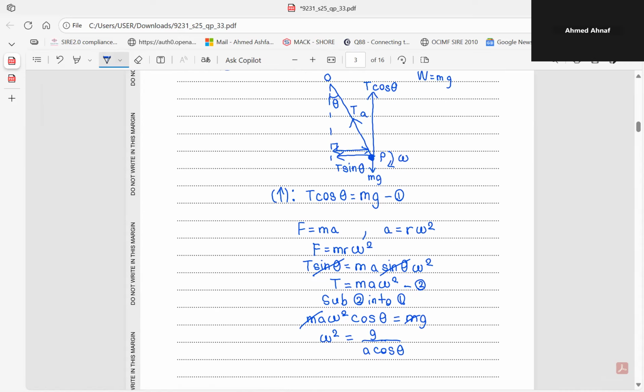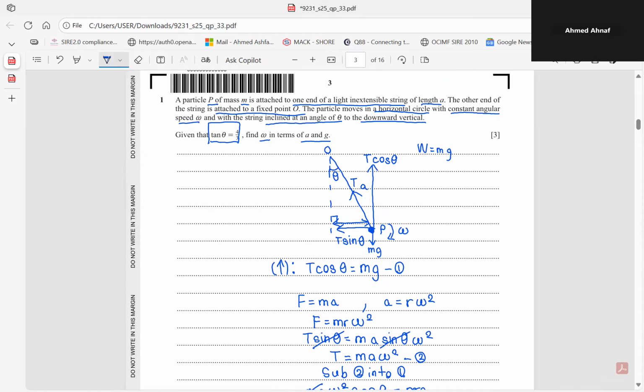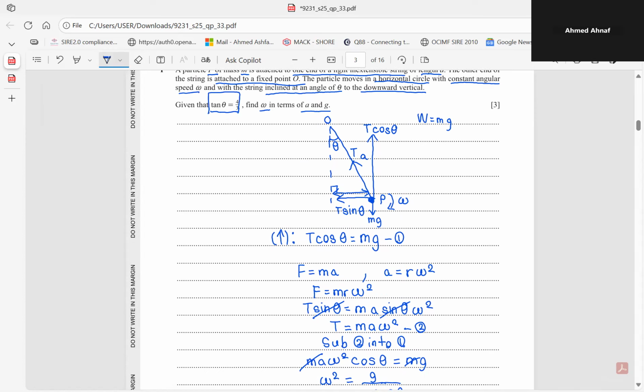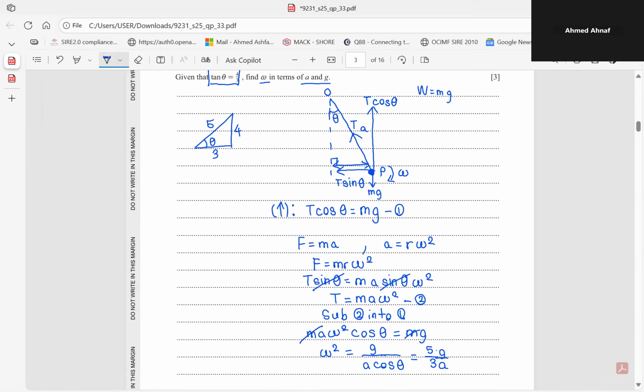So we have g and a. Now we just need to know cos theta. And luckily for us, they gave us what tan theta is. So you can either just type it into the calculator or sketch the right-angled triangle. You'll get theta, the opposite would be 4, the adjacent side would be 3, so the hypotenuse is 5. So cos theta is just 3 over 5. So this is going to be 5 over 3 g a.